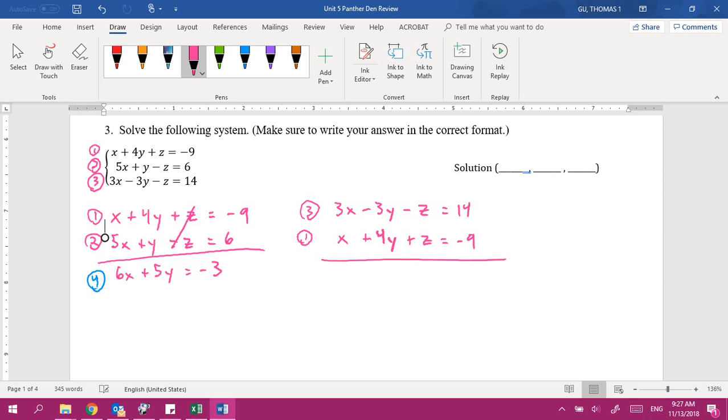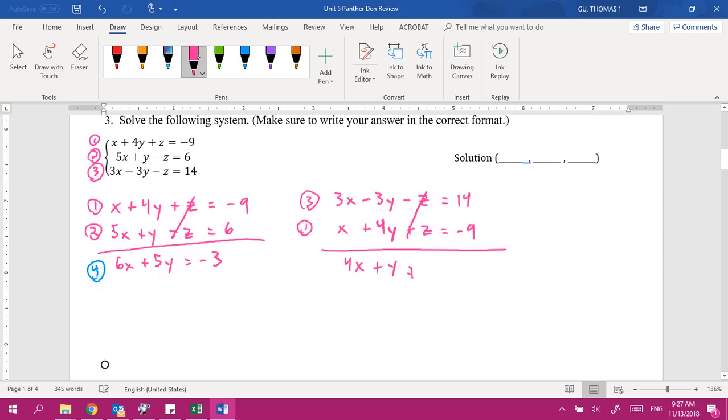So we're just going to add these two equations together because the negative and the positive will cancel each other out. And what do I get? What's my new equation here? 4x plus y equals 5. Equals 5. And I'm going to number this as equation number 5 because this is another new equation.